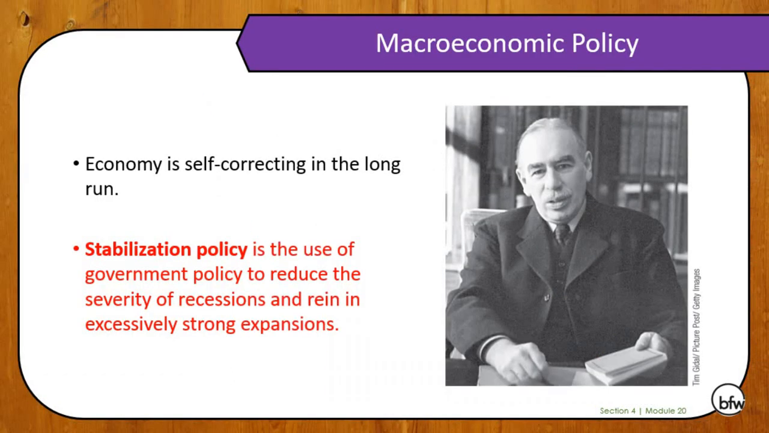So macroeconomic policy, basically the economy is self-correcting in the long run. During our next class, we will look at a self-correcting aggregate demand, aggregate supply graph. However, for this lesson and for the most part, the economy does not self-correct. Government officials get involved and they institute what's known as stabilization policies, which is the use of government policy to reduce the severity of recessions and rein in excessively strong expansions.